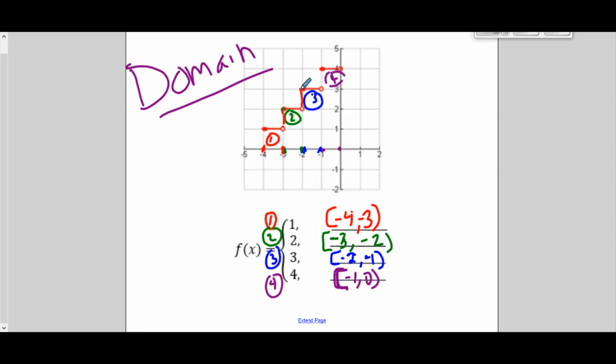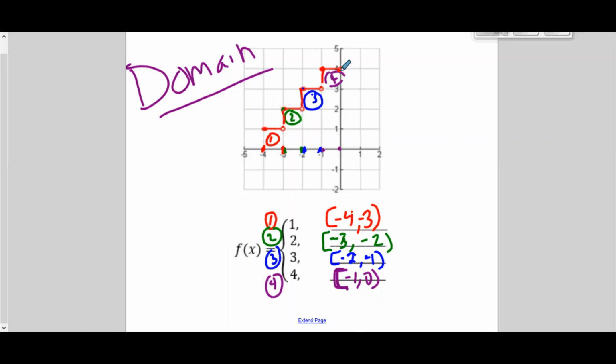So I start at -2. This time it gets a bracket because it's a closed circle, and I end here at -1. So I go from -2 to -1. -1 gets a parenthesis. Then I step up, and I go to this next part of the function, so the fourth part. So a closed circle at -1 this time, so I get a bracket. And then this function ends at 0. So the x value there is 0. So this is the domain of this function.